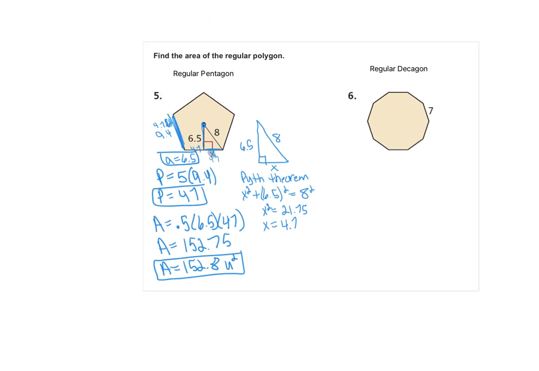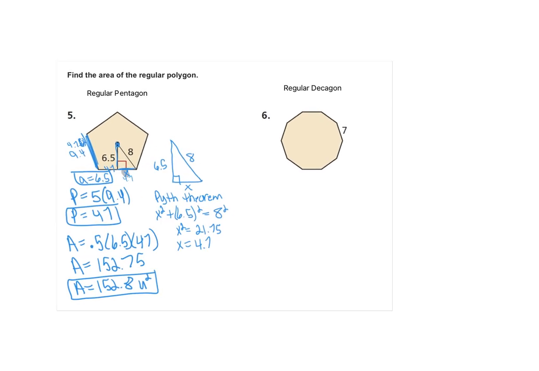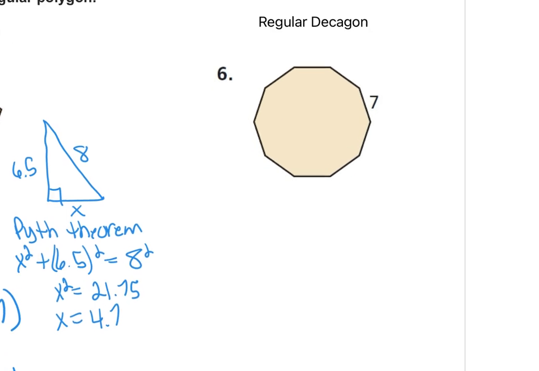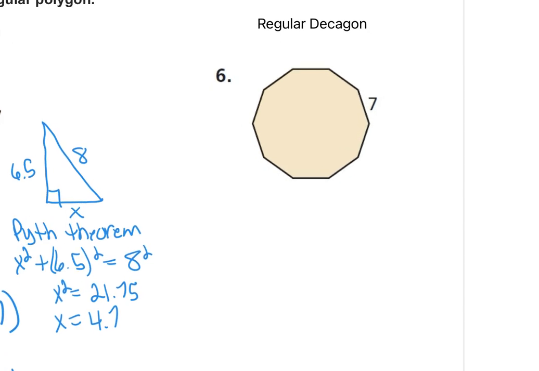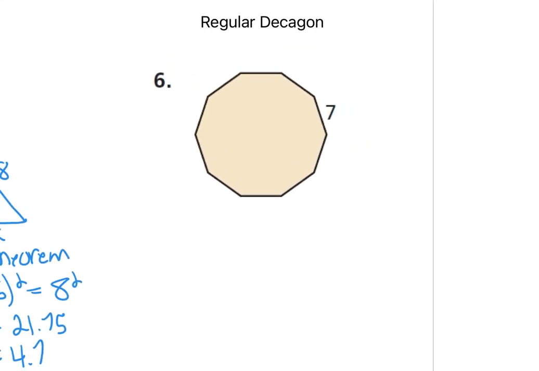Okay, so there's an example of where I had to use the Pythagorean theorem to help me find a side length. Over here, it doesn't look like there's a whole lot of information given to us right now, but we've got a regular decagon. Decagon means 10. Right off the bat, I've got a side length that is 7, so I can very easily find my perimeter. My perimeter is going to be its 10 sides times 7, which is 70. So that's nice and easy.